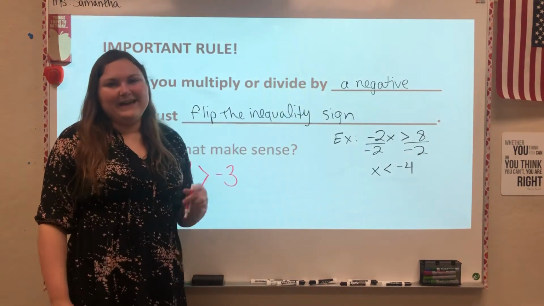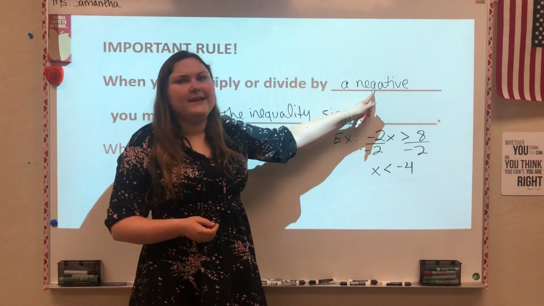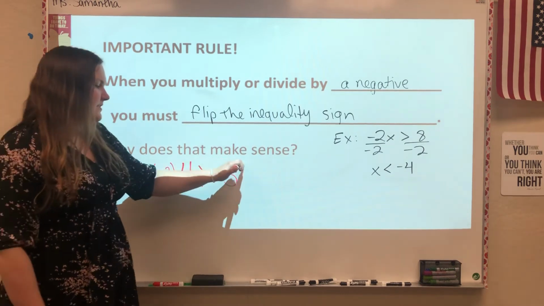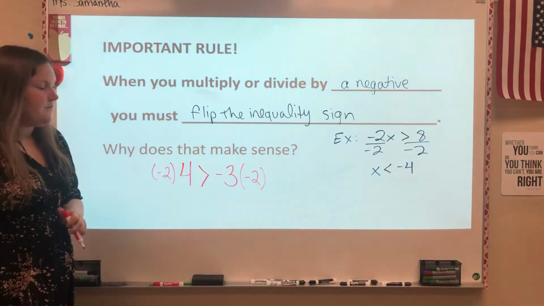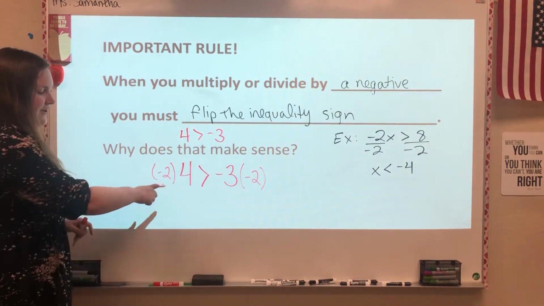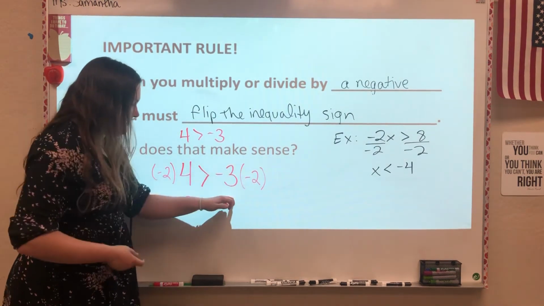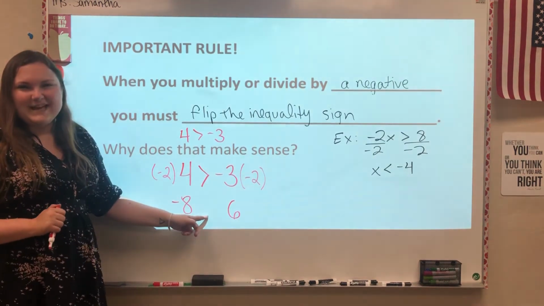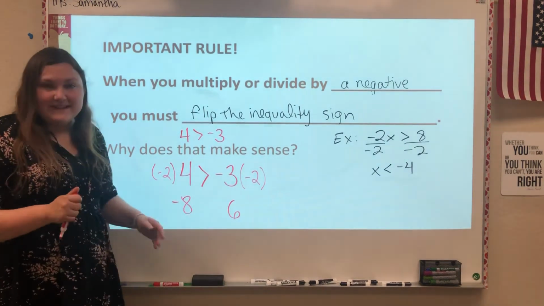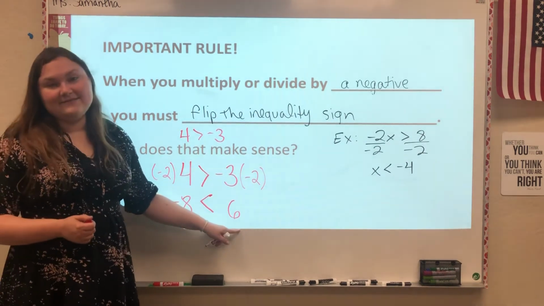Well, let's multiply or divide by a negative. It doesn't matter what you do. I'm going to choose multiply, and I'm going to multiply both sides by negative 2. What does that leave us? Before, I had 4 is greater than negative 3. After I multiply by negative 2, on this side I've got a negative 8, and on this side I've got a positive 6. What inequality sign would I want here? In order for what I just wrote to make sense, we would need that inequality sign to flip. I would want it to say negative 8 is less than 6.